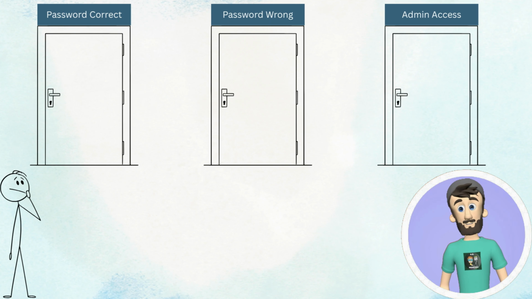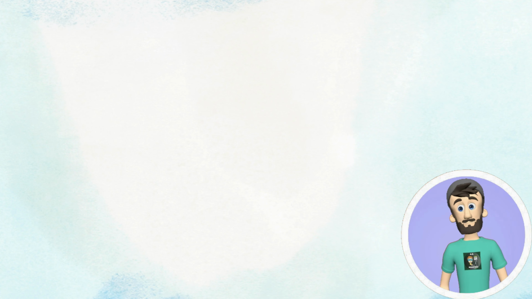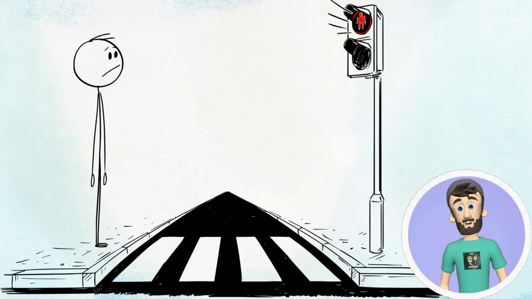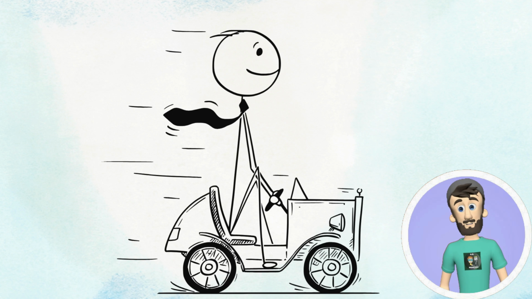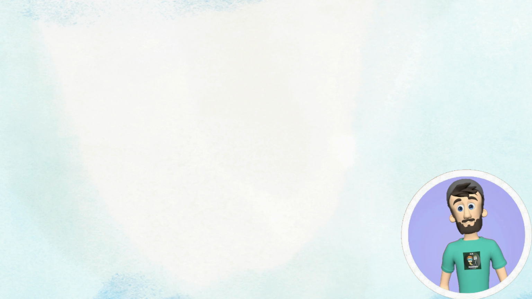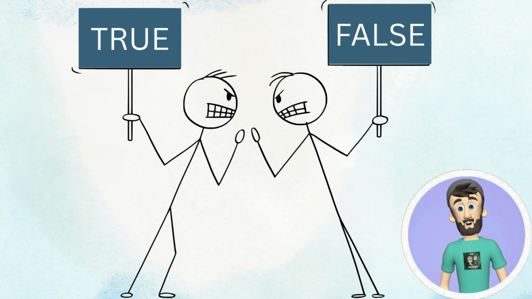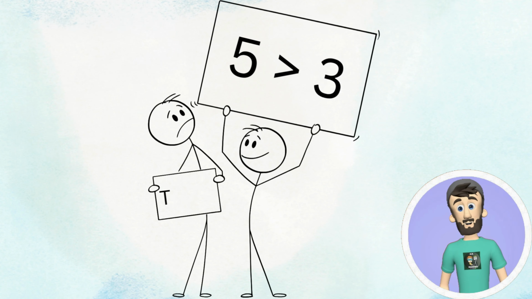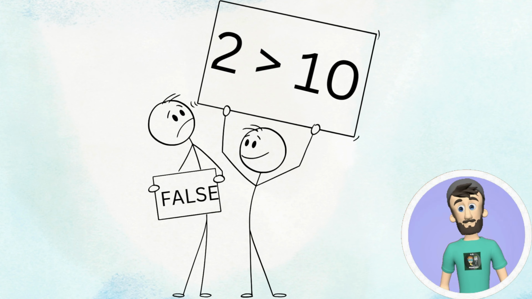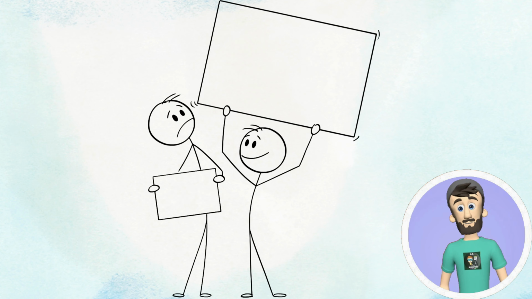Your brain already works like C# conditions every single day. If the traffic light is red, you stop. Else, you continue driving. Computers work the exact same way. A condition is simply true or false. In C#, every condition becomes one of two things: true or false. Nothing in between. For example, 5 greater than 3. This is true. But 2 greater than 10. That's false. The most basic condition in C# is the if statement.